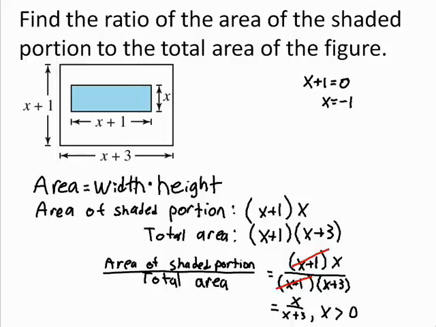So the ratio of the area of the shaded portion to the total area of the figure is x divided by x plus 3, where x is greater than 0.